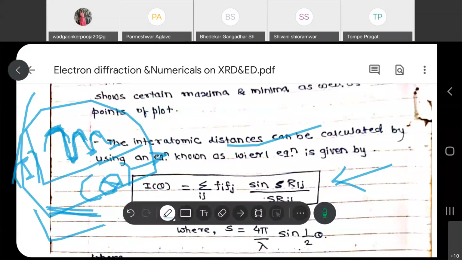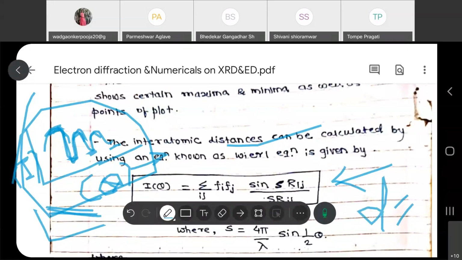What did I tell you, what can we calculate in electron diffraction? We can calculate D. And what is that D? That D is nothing but the interplanar spacing.